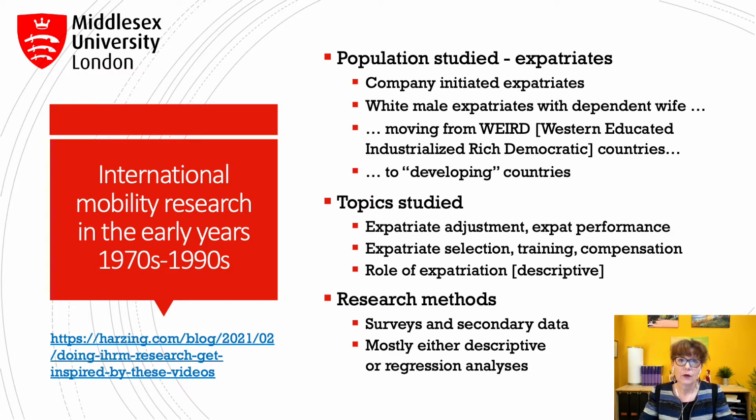The topics that were studied were largely expatriate adjustment and performance, selection, training and compensation, so the traditional HR functions, but then applied to expatriates, and a little bit about the role of expatriation, such as position filling, management development, organizational coordination and control, but much of that was really descriptive. The research methods used in this period were largely surveys or big databases with secondary data, and the methods used in terms of analysis were typically either descriptive or regression analysis.